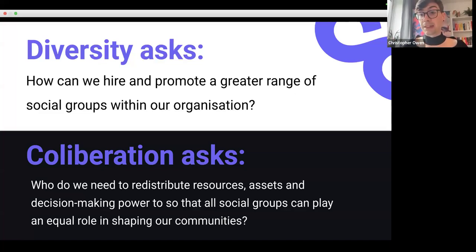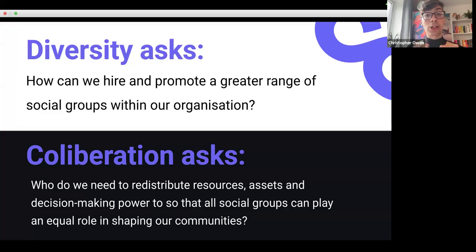All we've done is replicate a system where primarily white men are in charge of marginalized communities. We need to be asking different questions. For example, who do we need to redistribute resources to, assets to? Who do we need to redistribute decision-making power to so that everybody plays an equal role in shaping our communities?